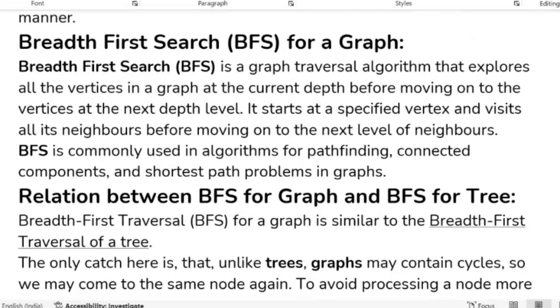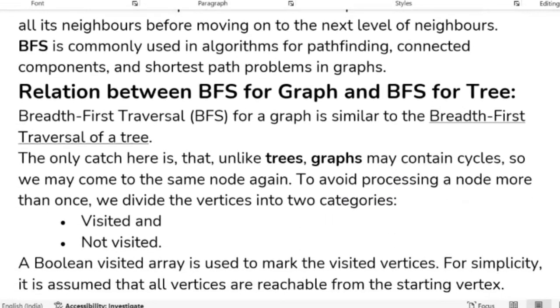Coming to the relation between BFS for graphs and BFS for trees. Breadth first traversal for a graph is similar to the breadth first traversal of a tree. Both are the same. The only catch is that unlike trees, graphs may contain cycles, so we may come to the same node again. Trees don't have any cycles; we call them acyclic graphs. But in graphs, there can be cycles. When you are visiting every node and you come again to the same node, we can say there is a cycle in that graph.